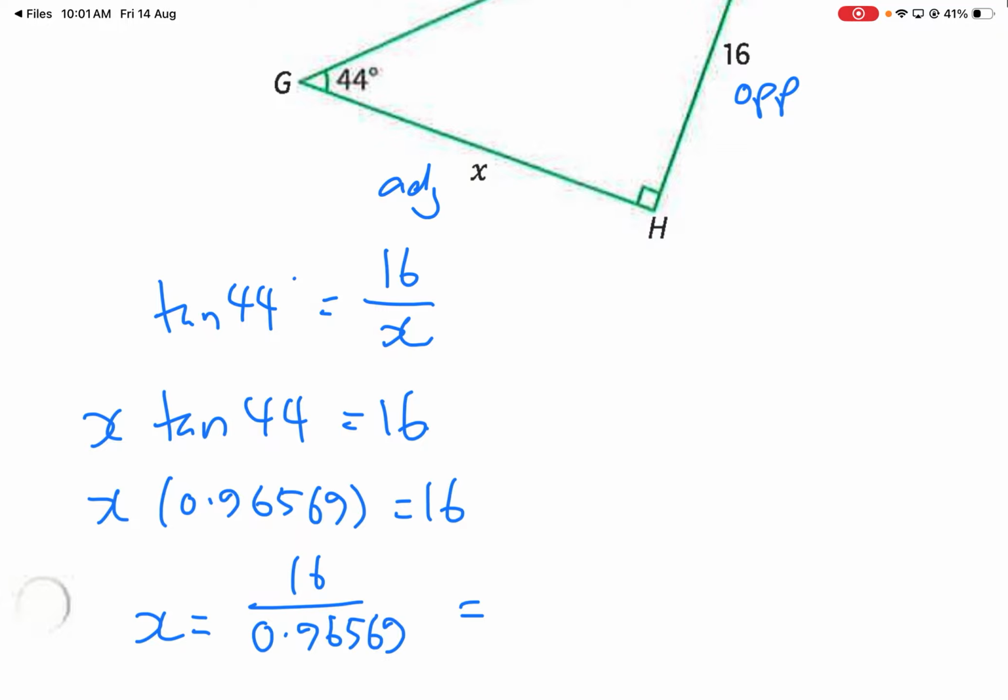Okay, so just 16 divided by tangent 44. 16.568 or 16.6.